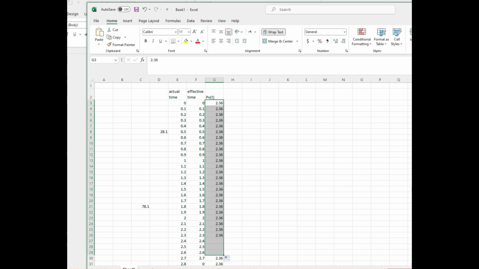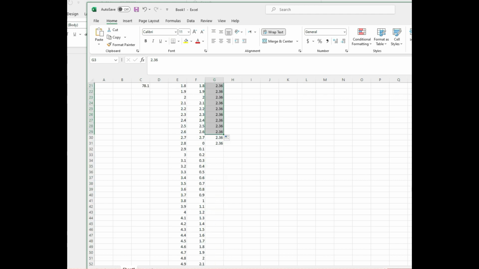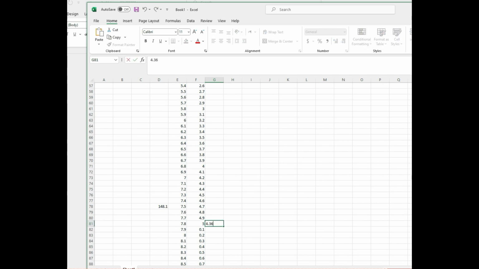Just fill the period. Now in this time, which is 2.81, my BV changed. It becomes 4.36 until what? Until it reaches the upper limit here. 4.36, just return back, fill it.